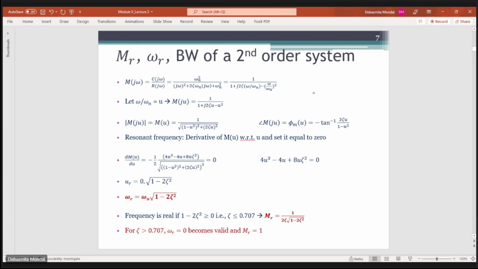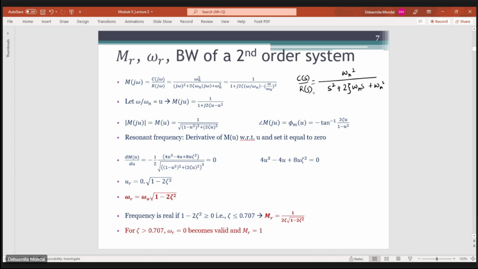Omega n squared divided by (j omega) squared plus 2 zeta omega n into j omega plus omega n squared, right? Because we have omega n squared divided by s squared plus 2 zeta omega n s plus omega n squared. So this is usually C(s) by R(s) for a second order system. So we are simply substituting s by j omega and we are getting this equation.